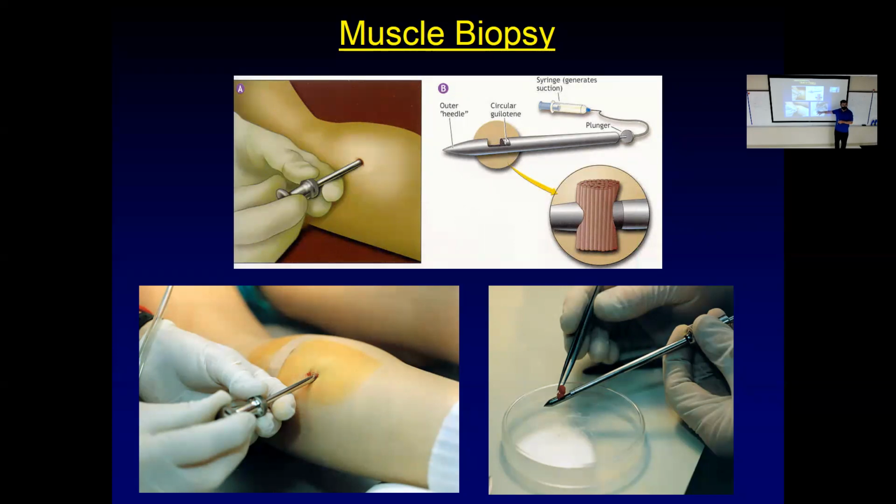We can look at the individual muscle fibers. We can do muscle fiber typing. We can look at how much glycogen's in the muscles. We can look at how many mitochondria are in the muscle. We do a whole host of different things.